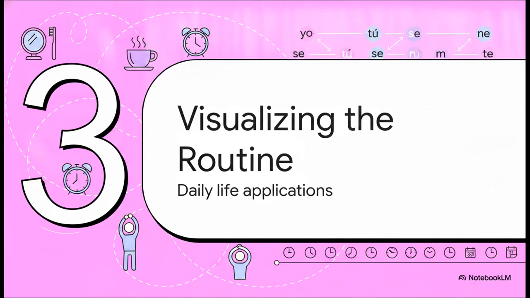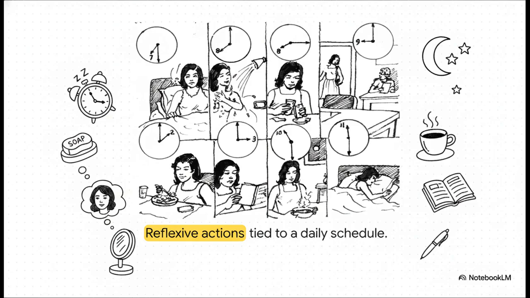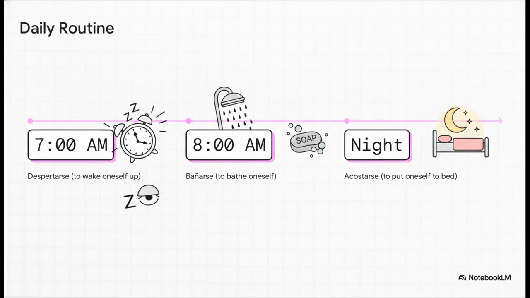Let's bring this to life in part 3, visualizing the routine. Take a look at this classic morning to evening routine laid out with the clock times. What you'll probably realize right away is just how heavily our daily schedules rely on these reflexive actions. When you really think about it, almost everything we do to get ready in the morning or wind down at night, they're all actions we're performing on ourselves. So let's pull a few specific examples from that timeline.